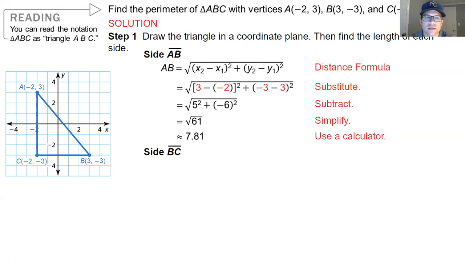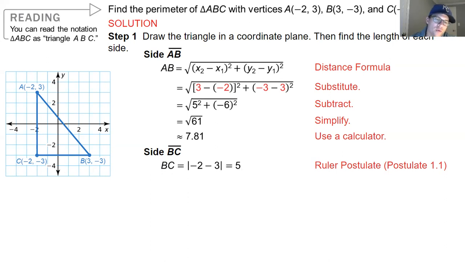So we're going to need to continue on for side BC. Because this is a completely horizontal line, they share the same y-coordinate, so you can just find the distance between your x-coordinates. You take the difference between them, and then the absolute value is just the distance. Or if you're looking at your coordinate grid, you can just count 1, 2, 3, 4, 5 to get you all the way from B to C.